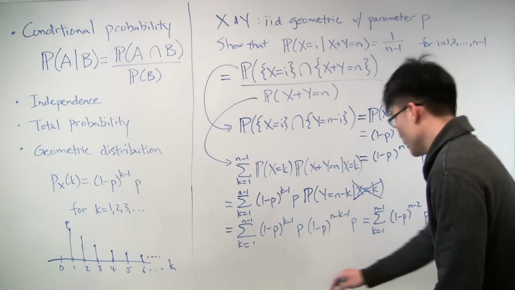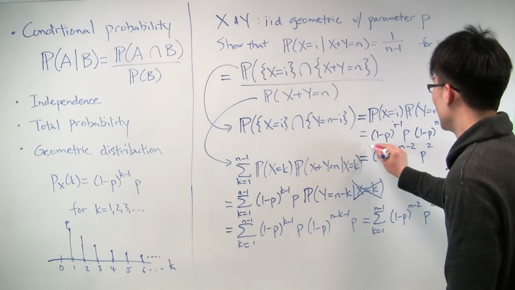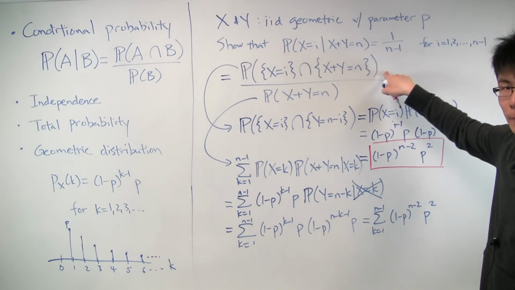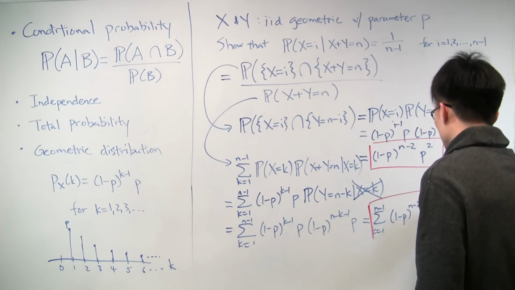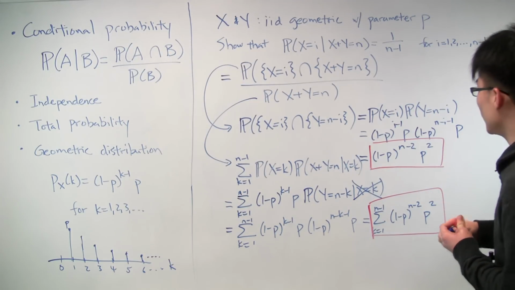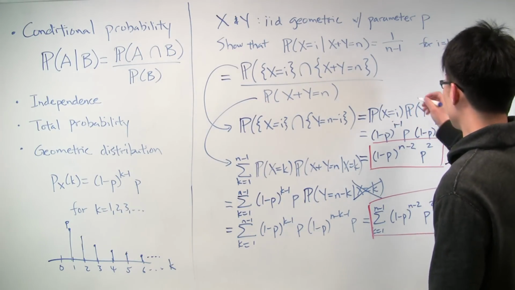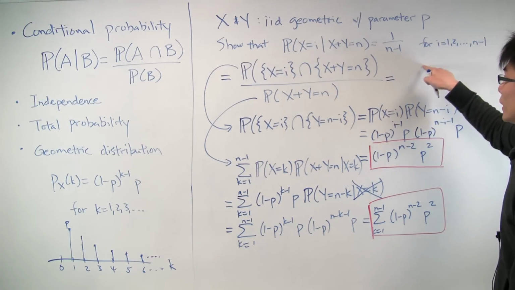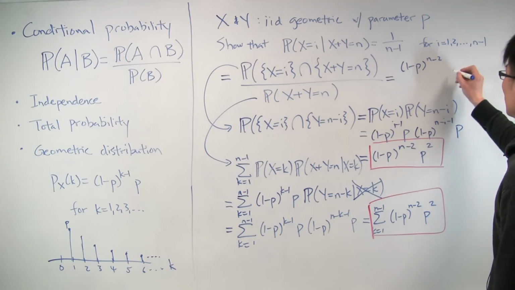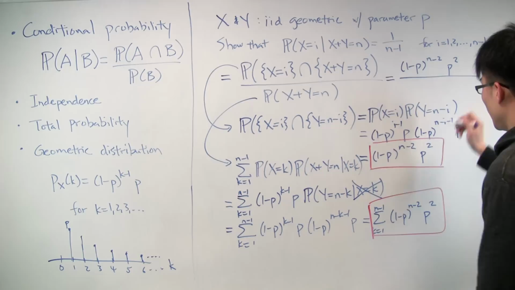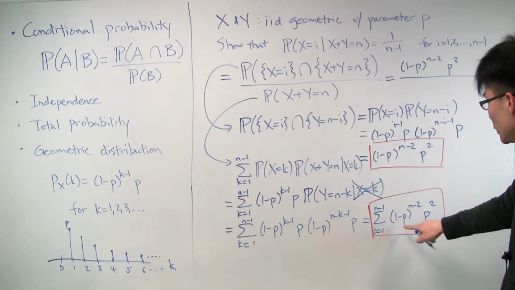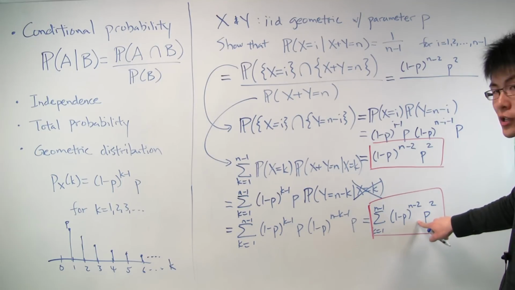So what we have here, let's highlight the pieces that we want. This is what we calculated for the numerator. And this is what we have calculated for the denominator. So now let's put everything together. And we'll see that the numerator is 1 minus p to the n minus 2 times p squared. And the denominator, well, what we're doing is we're summing this over k. But notice that k doesn't actually appear in the summation anymore.